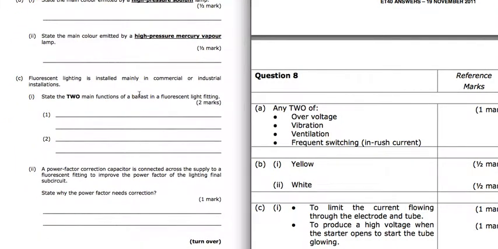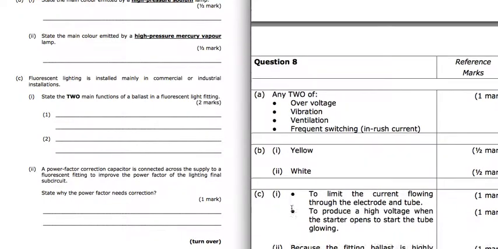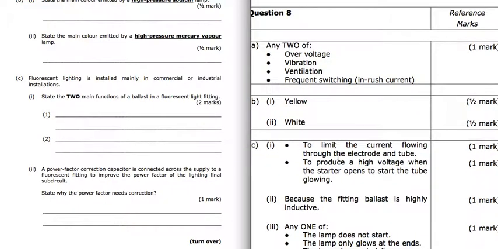Fluorescent lighting is installed mainly in commercial or industrial installations. State the two main functions of the ballast. So the ballast has got two jobs. It limits the current through the electrode and the tube, so when the lamp is running, it limits the current that flows through the tube, but it also has the job of starting the lamp. So it produces the high voltage when the starter opens to start the tube glowing.